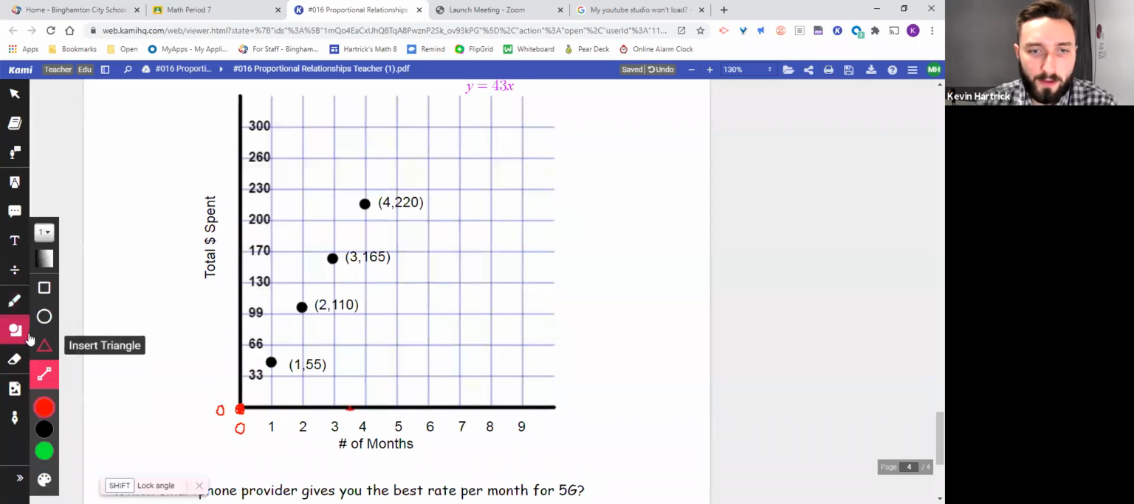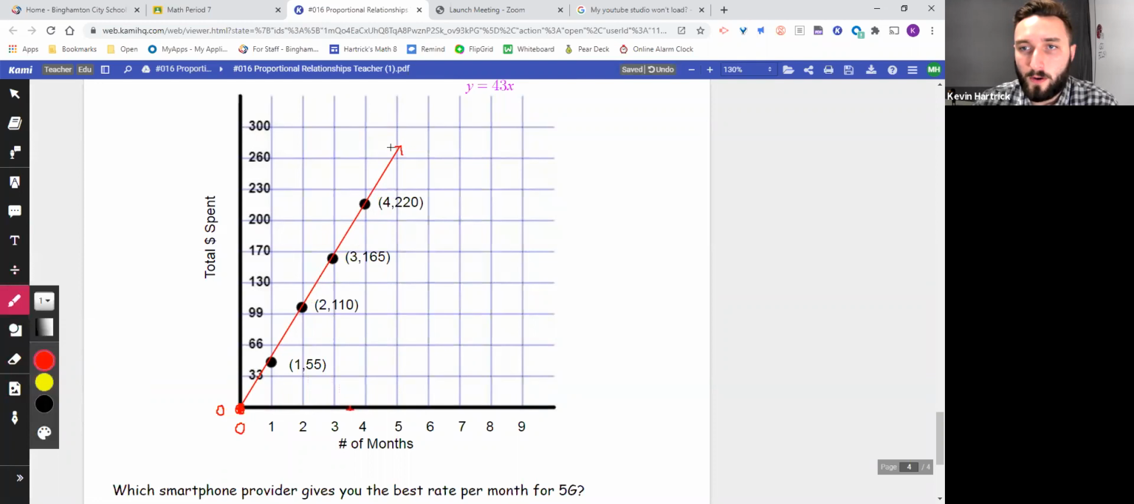Why do we know that? One thing we know is that it goes through the origin. The other thing that we know is it's a straight line, okay? And it keeps going. So obviously you could go for 5 months, you could go for 6 months. It's not part of this graph, but those points would obviously be on there.